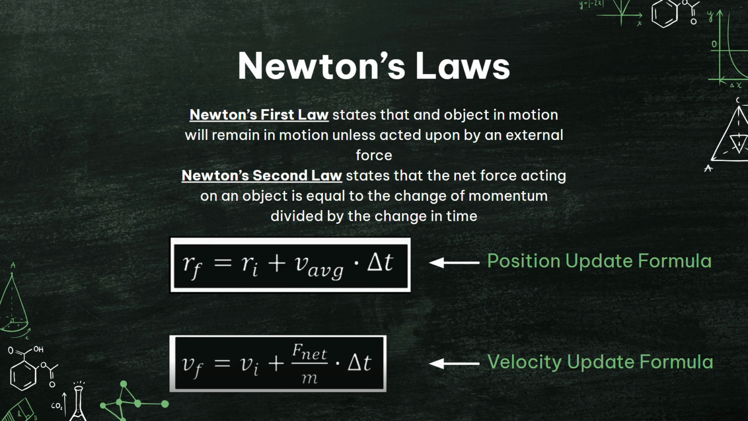And Newton's second law states that the net force acting on an object is equal to the change in momentum divided by the change in time. So we should see that the ball will remain at a constant velocity since there are no external forces, meaning that the ball should not accelerate. And this is a position and velocity update formula that will be important in the code later.